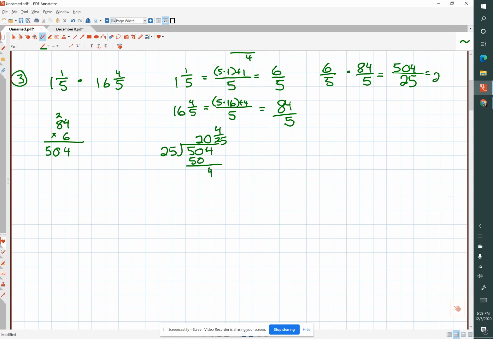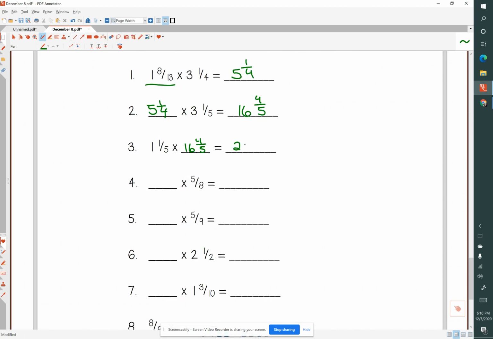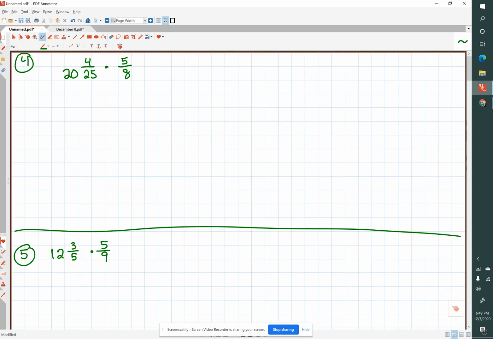So that equals 20 4/25. And that's our answer. And we'll put that on number 4. Okay, so let's continue on with number 4. 20 4/25 times 5/8. So 20 4/25.